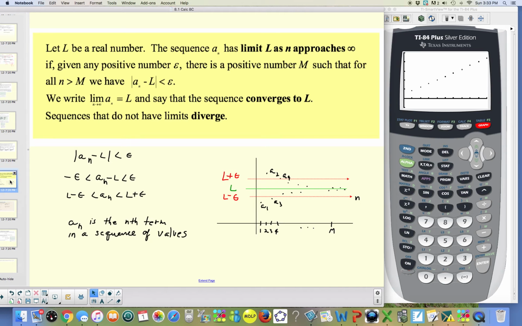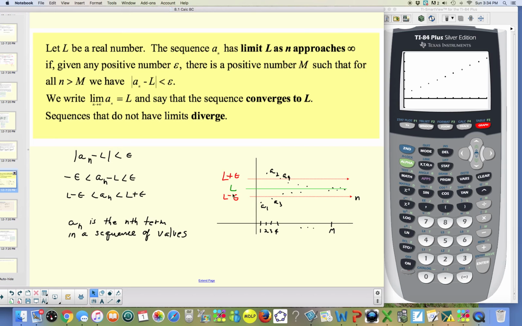Okay, so let's go ahead and take a look at a definition of when a sequence converges. The limit is L as n approaches infinity if, given any positive number epsilon, there is a positive number m such that for all n greater than m, the difference between the term and the limit will be within an epsilon, or a very small number. Now what does that look like?